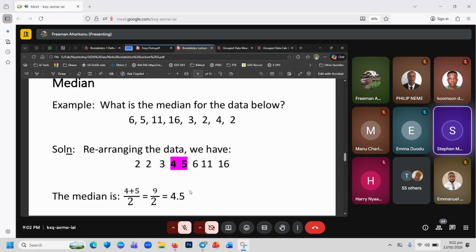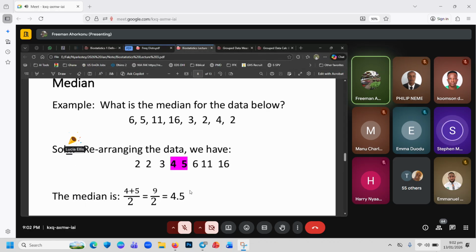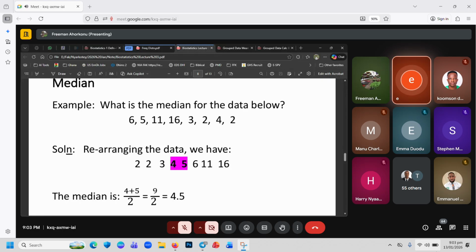Hello, Doc. I'm confused here at the median. I could see the 4 plus 5, and then the 9 down is 2. The 9, where do we get this 9 from? The 9 is the addition of 4 and 5, the two numbers in the middle.